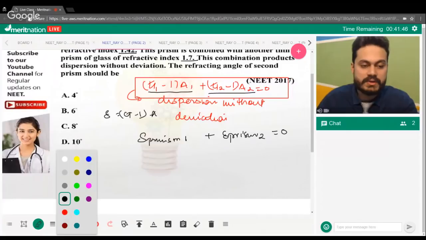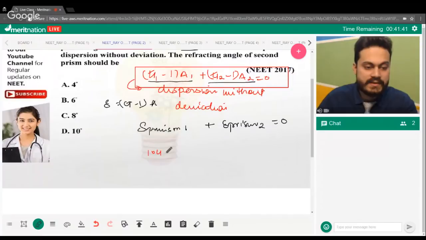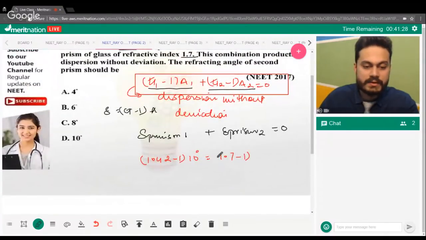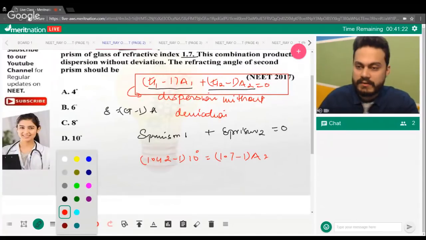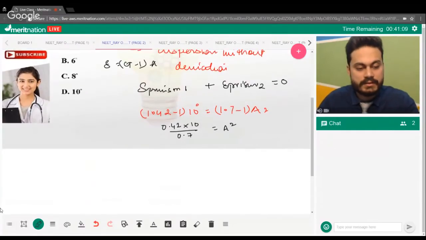Now you just need to put the values in this one, right? So it should be like (1.42 minus 1) into 10 degrees is equal to (1.7 minus 1) into A2. Now you just need to find A2 and we are done with it. Yes, Meghna. So it is 0.42 into 10 by 0.7. And I can see that this will come out to be 6 degrees.